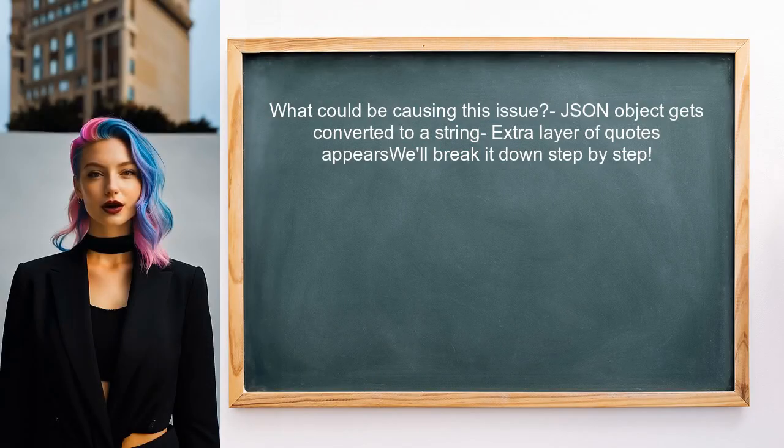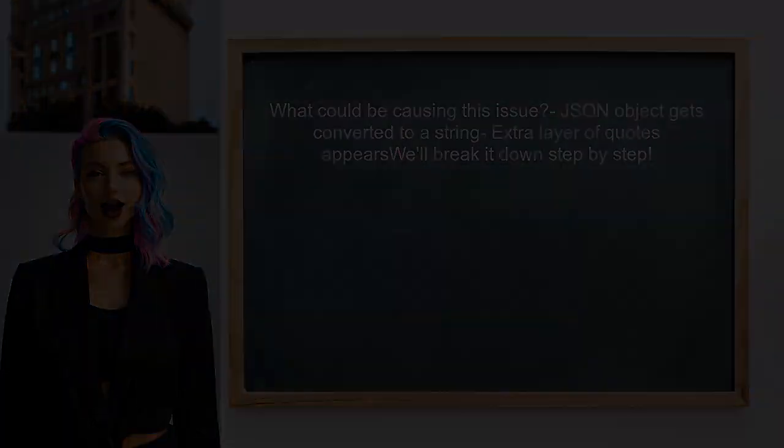So what could be causing this issue? When you log a JSON object, it often gets converted to a string, which is why you're seeing that extra layer of quotes. We'll break it down step by step so you can figure out how to log it correctly.